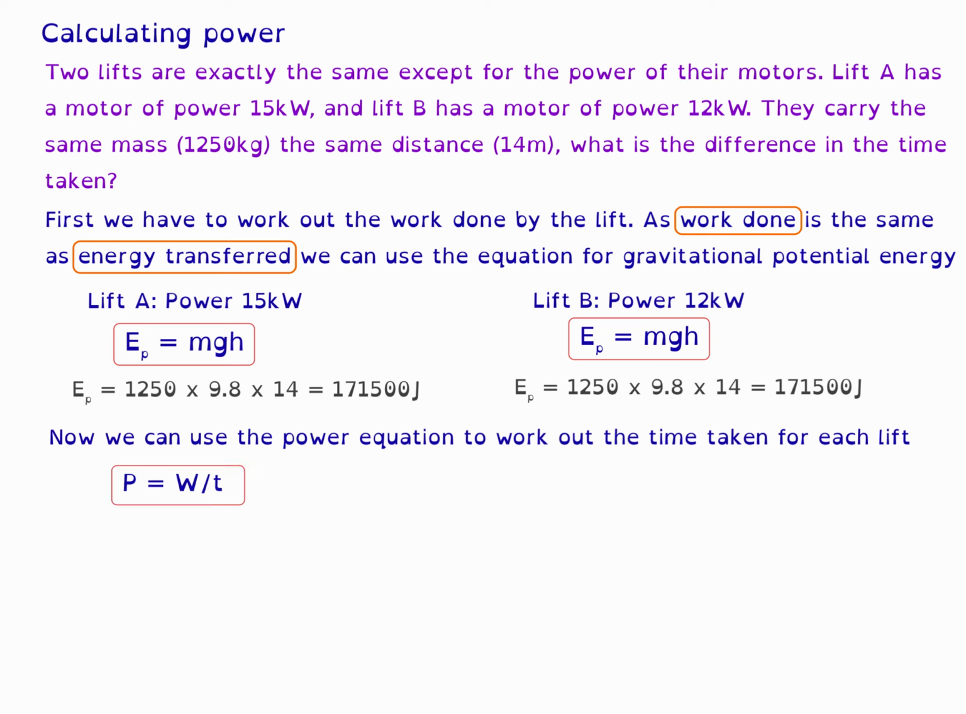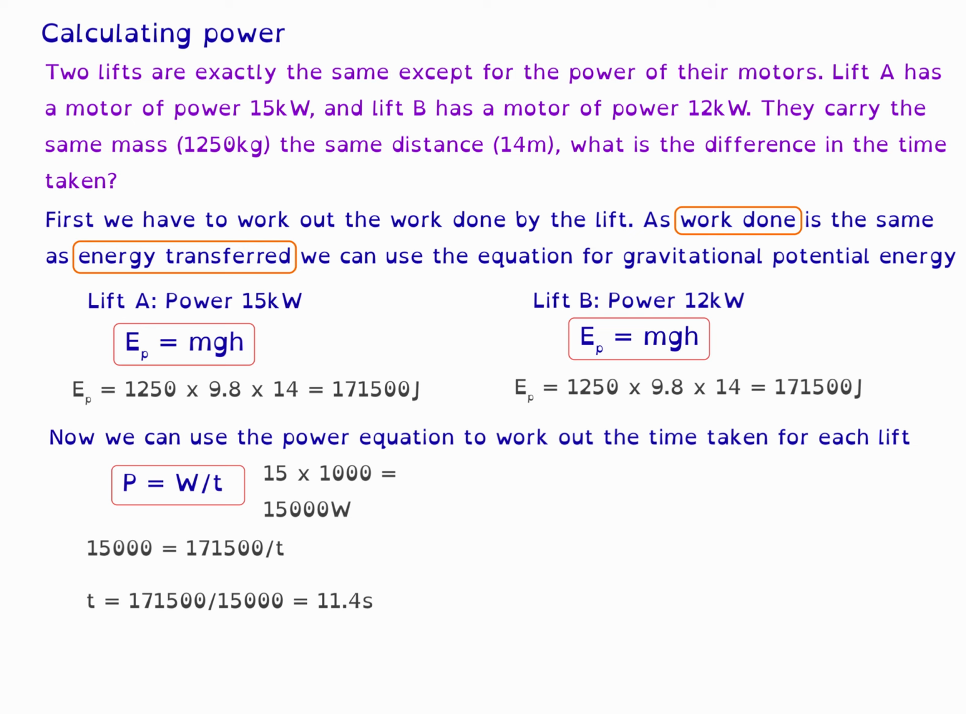Power equals work done over time, but for the power, we need our power rating to be in watts, not in kilowatts. So to convert from kilowatts to watts, we need to times by 1000. So 15 times 1000 gives us 15,000 watts. Substitute that into the equation, gives us 15,000 equals 171,500 divided by T. Rearrange that for T, calculate your answer, and that gives us 11.4 seconds.